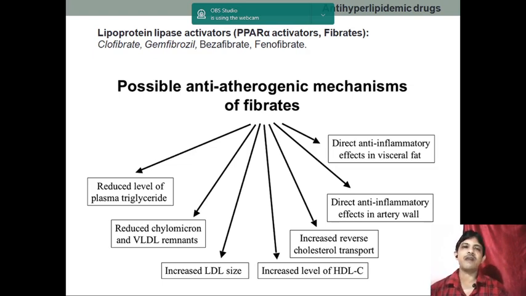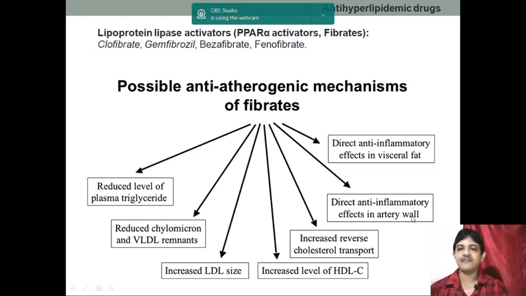Next is fibrates. Fibrates are also known as lipoprotein lipase activators. These are the possible ways of action of fibrates. They reduce the level of the plasma triglyceride. They reduce the chylomicron and VLDL remnants. They increase the LDL size. They increase the level of HDL, which is a good cholesterol. They also increase the reverse cholesterol transport.